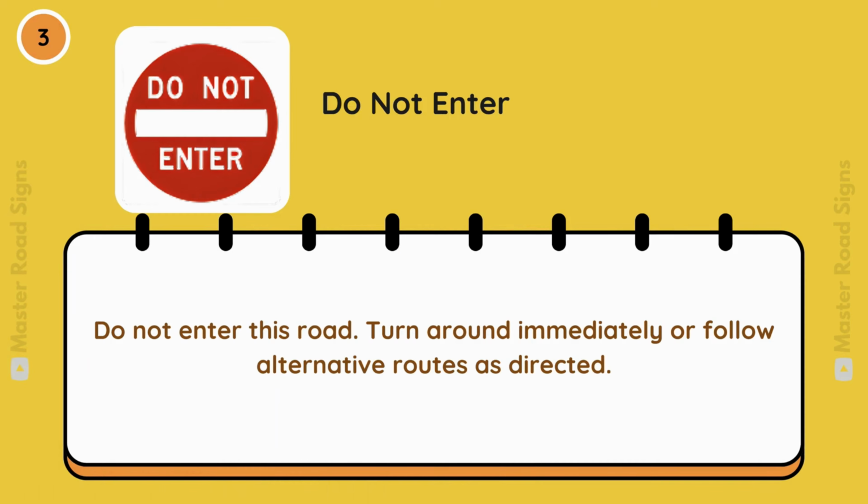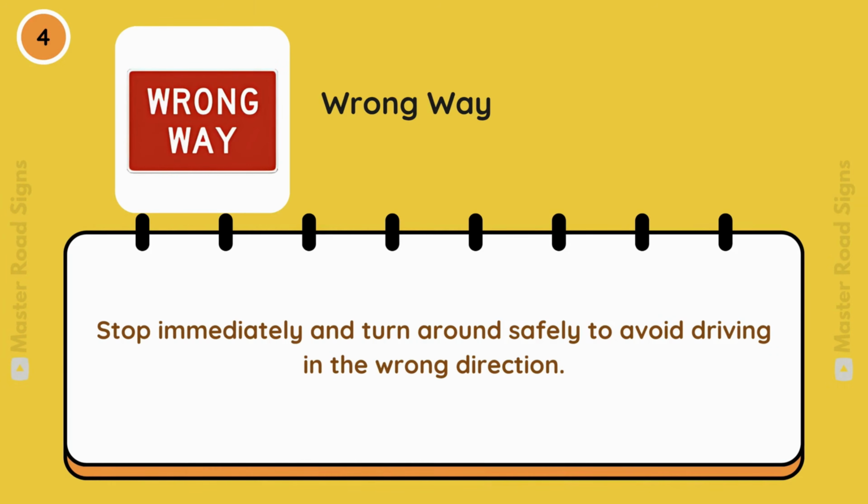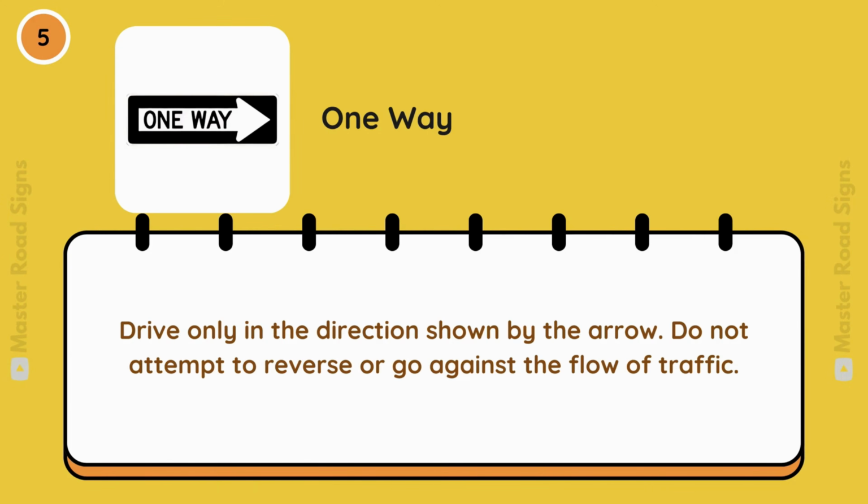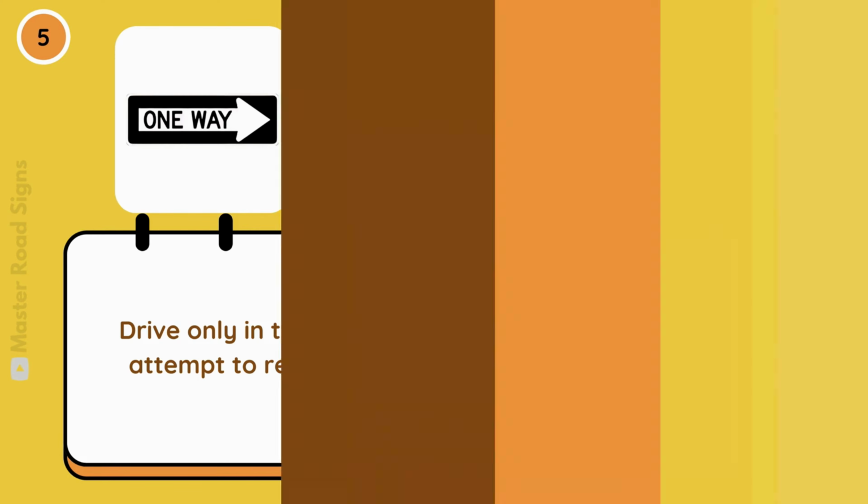Do not enter sign. Drivers must not enter this road. Turn around immediately or follow alternative routes as directed. Wrong way sign. Drivers should stop immediately and turn around safely to avoid driving in the wrong direction. One-way sign. Drivers must drive only in the direction shown by the arrow. Do not attempt to reverse or go against the flow of traffic.